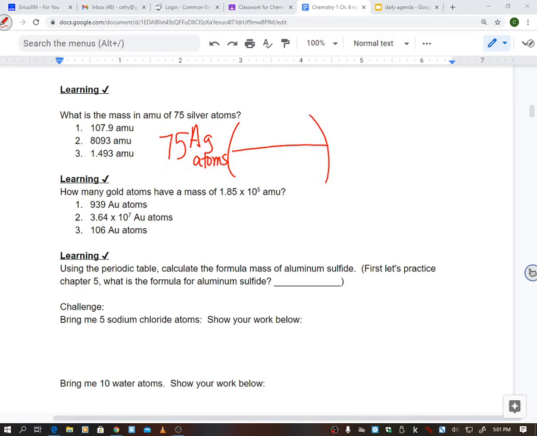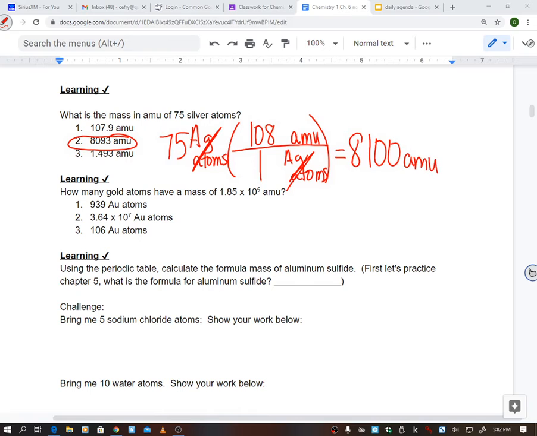And then I'm like, okay, I know that's got to go on bottom, so I can cancel it through division. Then I ask myself, what am I looking for? I'm looking for mass, AMU. So anytime you need a mass, you're going to look at your periodic table. Always, that is where you're finding these mass numbers. If you look at your periodic table, silver's mass, if you round, is 108. 1 atom of silver weighs 108, right? So this tells me right away that I'm going to be multiplying 75 times 108. Because I rounded, I get 8100, which then my answer is going to be number 2.